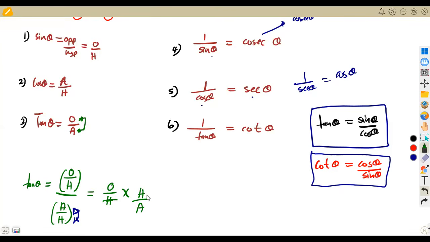So as we can see, this one and this one cancel. You remain with opposite times 1, which is opposite, over 1 times adjacent, which is adjacent. And what is opposite over adjacent? It's tan. Opposite over adjacent, this is tan. So that's why we are saying that tan of theta is truly sine over cos. All right, so this is where this part was actually taken from.